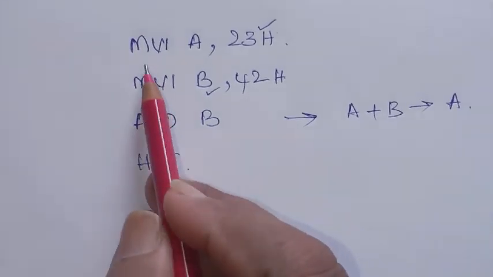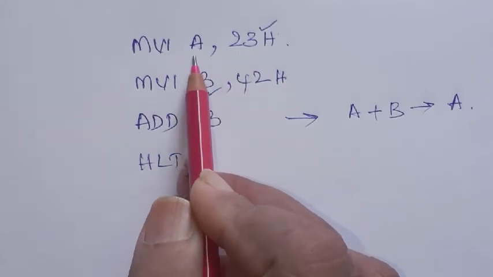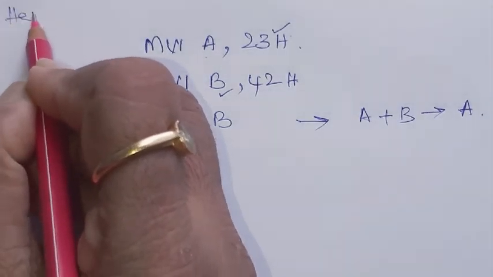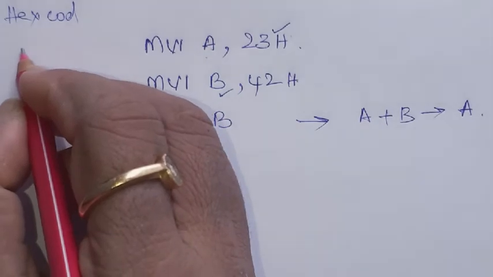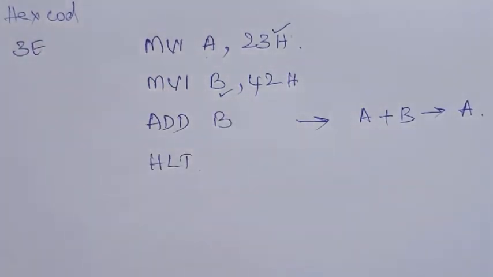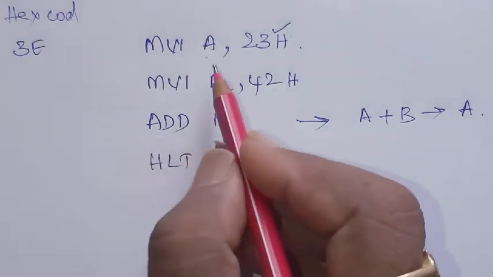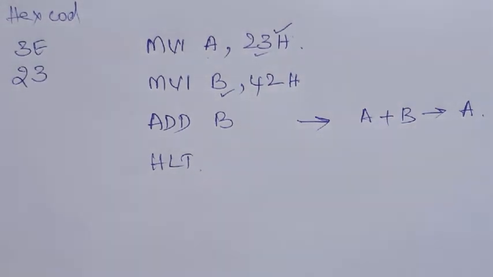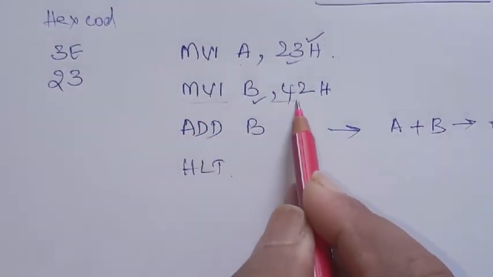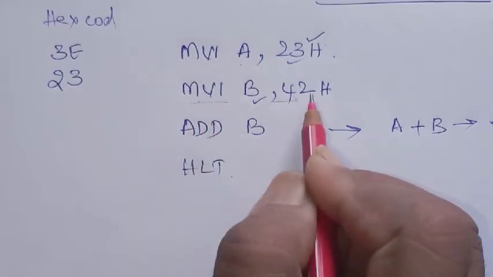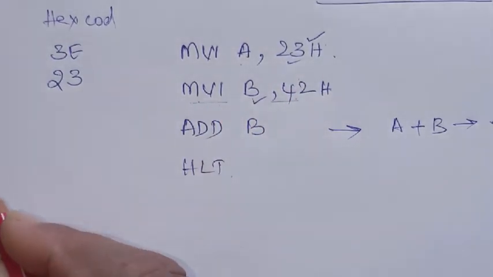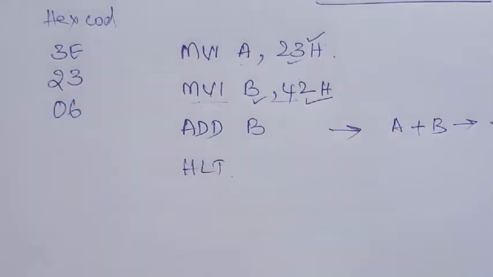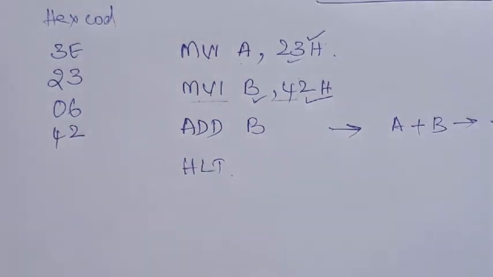Now when I code this program, move immediate 23 to A, 8-bit data to A. If you search from the code sheets, the hex code is 3E. And what is the other operand here? This is a 2-byte instruction, so 23. For the next instruction, move data to B register, the code is 06. What is the other byte? The next byte is this data, 42.